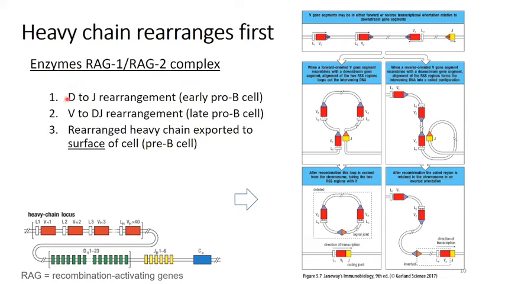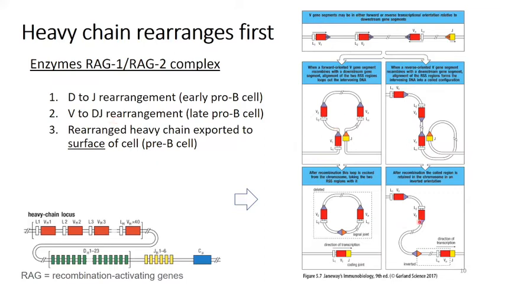So the first thing that happens is this D to J rearrangement. So the green diversity segments and the J segments are rearranged so that you get a DJ, one D and one J joined together first. And then you get a rearrangement again so that the variable gene segment is located next to the DJ. So you get a VDJ.